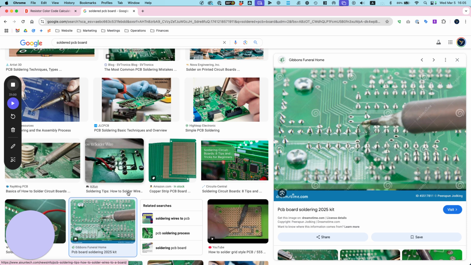Okay, so remember you want to touch the joint and then add solder in. You don't want to add solder on the iron and then dip it to your part. That's not right, because it doesn't mean you're gonna fuse to the board, and that's what matters.